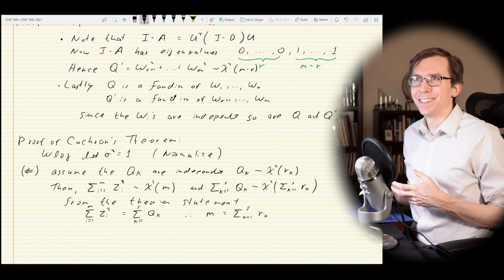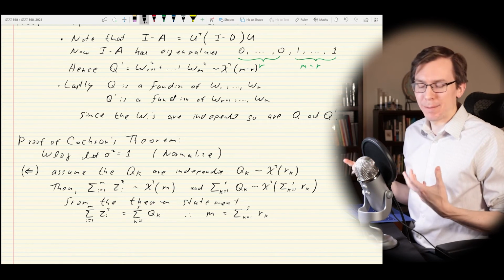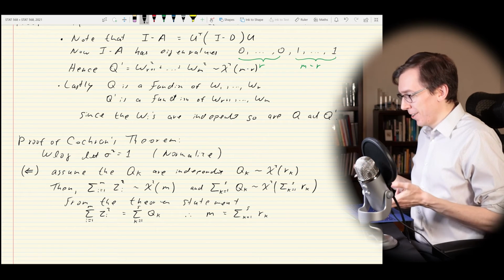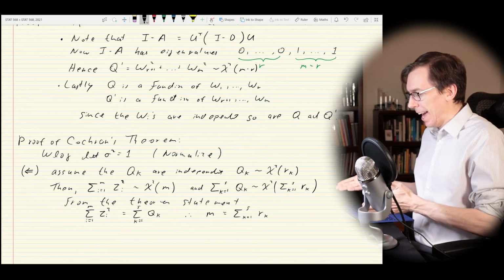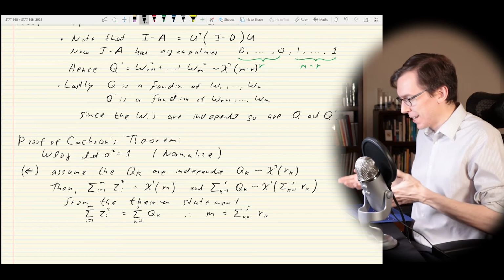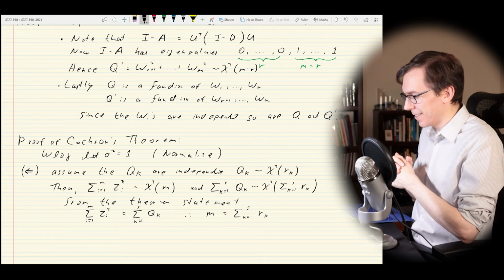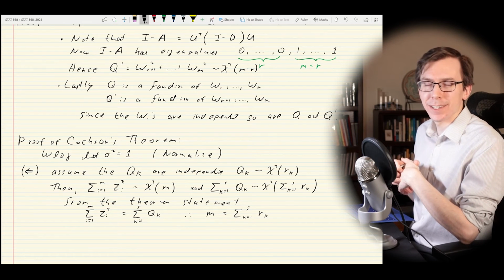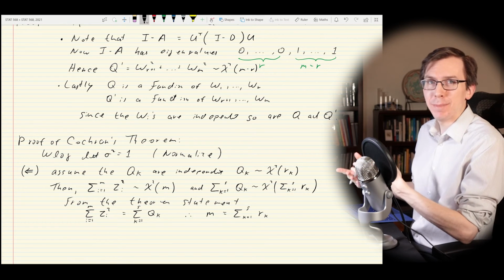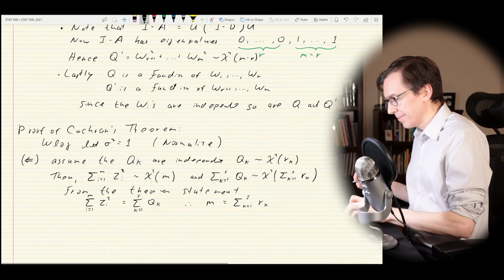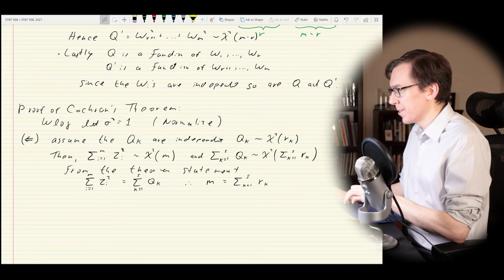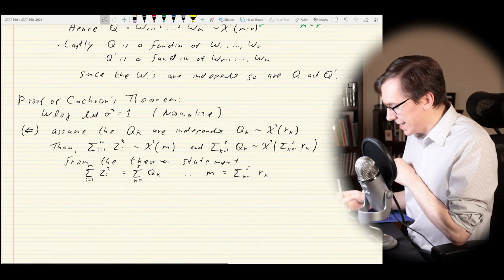So that's the quick way to do the one implication of the theorem, which says that, okay, if the Q_k are independent and have specific degrees of freedom, then it turns out that the sum of the ranks, or the sum of those degrees of freedom, has to be m. All right. So that was the easy one.